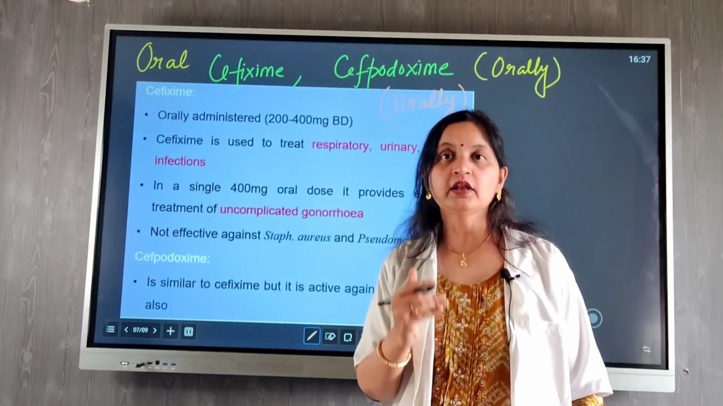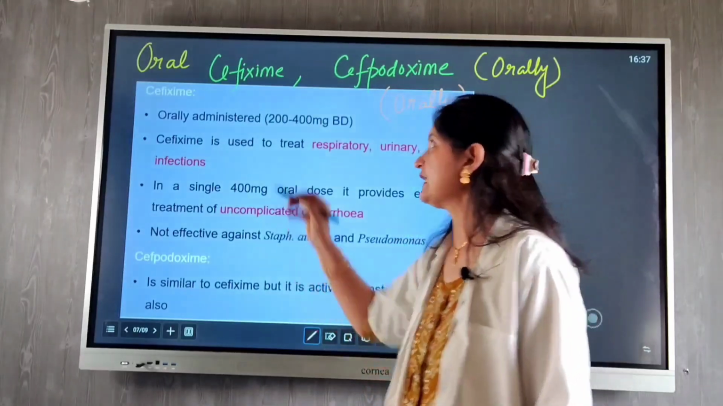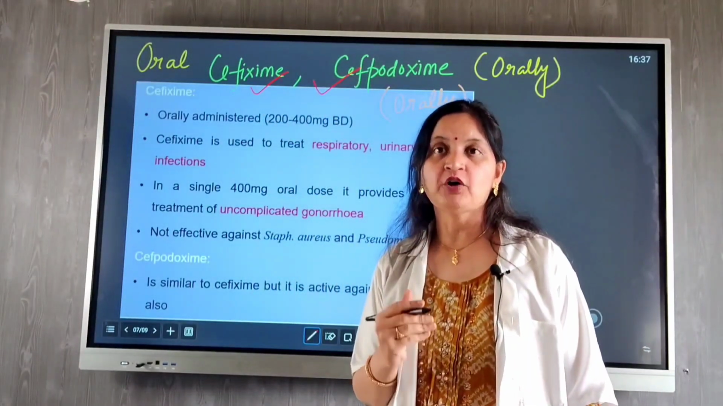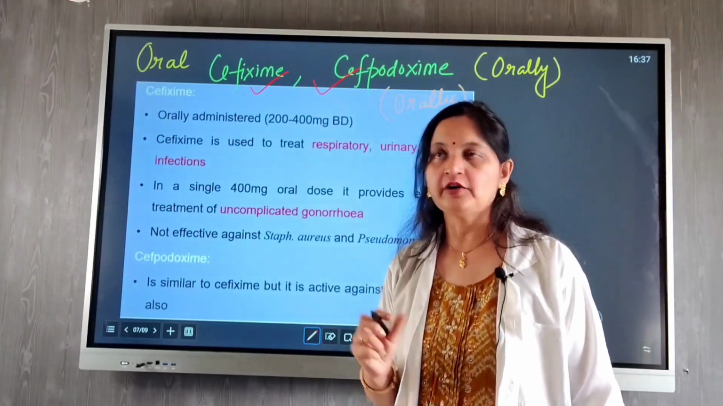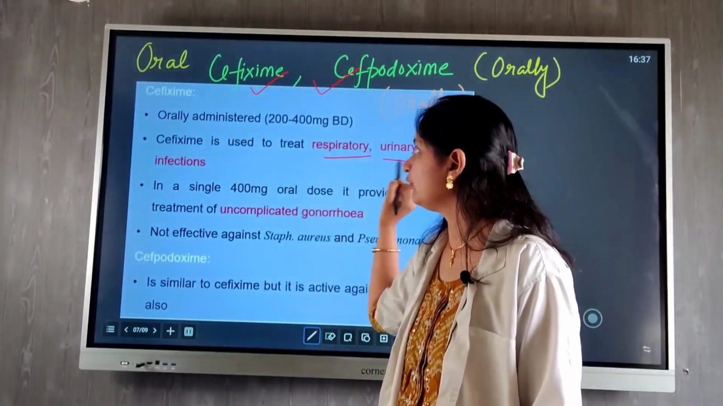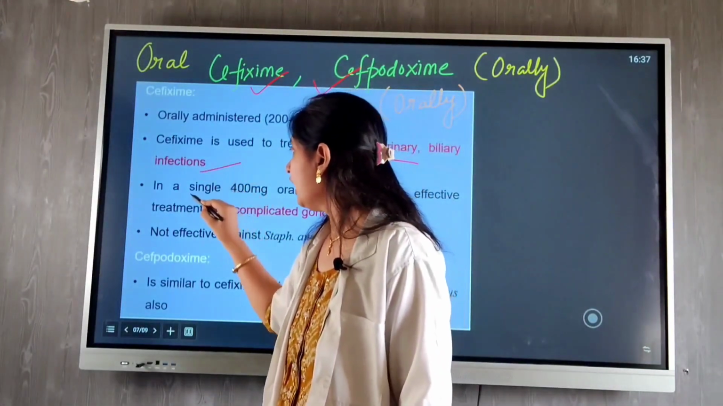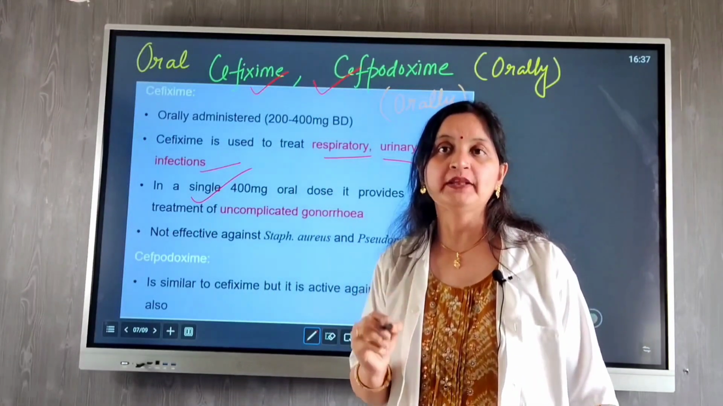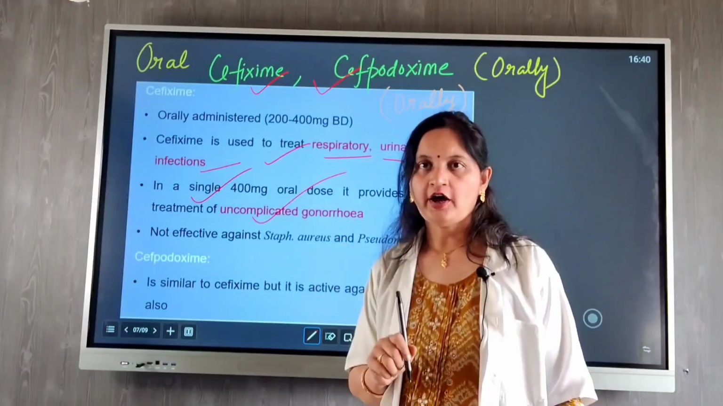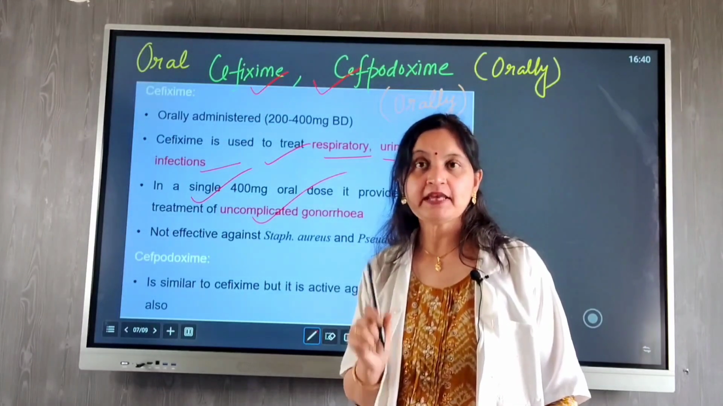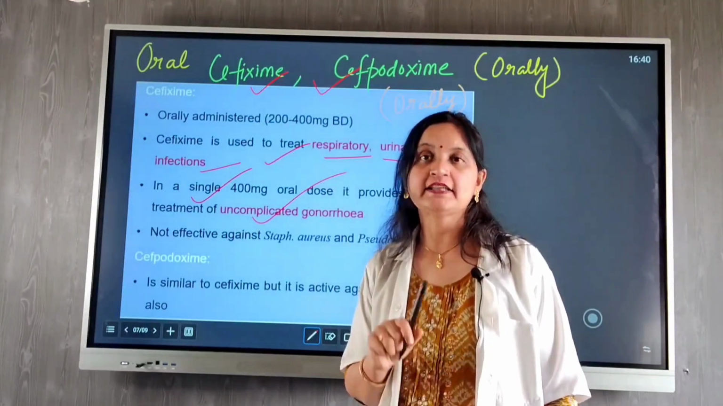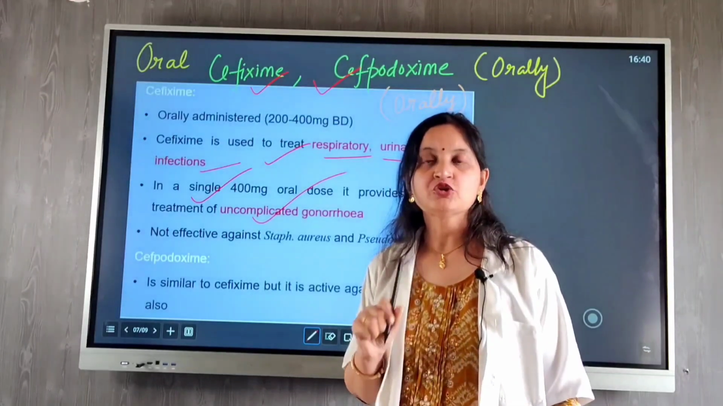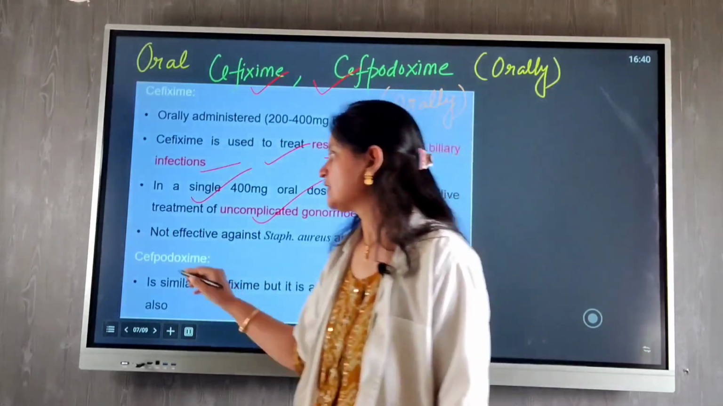Now, some of the oral third generation cephalosporins are cefixime and cefpodoxime. So, they are given orally for the treatment of mild to moderate urinary, biliary and respiratory tract infections. A single dose of cefixime can be used for the treatment of uncomplicated gonorrhea. However, to be noted that cefixime is not active on Pseudomonas and therefore is not preferred for the treatment of infections that are caused by Pseudomonas organism.